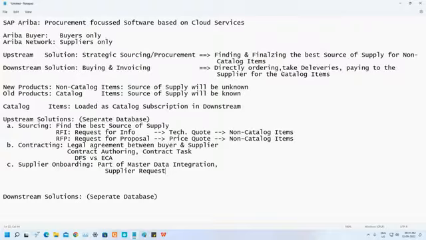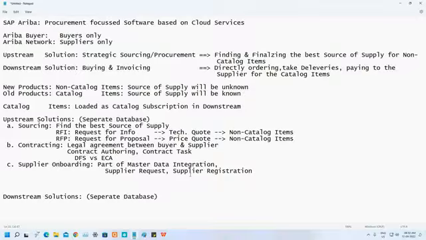But can we use the supplier now? The answer is no. Why can't we use the supplier? Because we have just created their profile in Ariba Buyer. Now we have to ask the supplier, boss, go to Ariba Network and create your credentials. That is the next process, which is supplier registration.